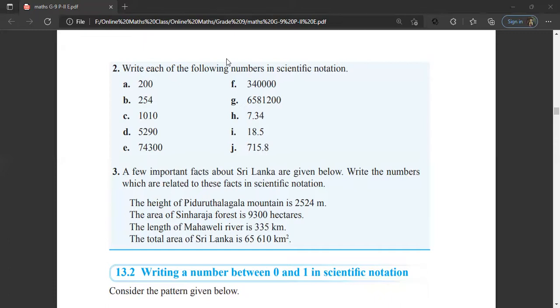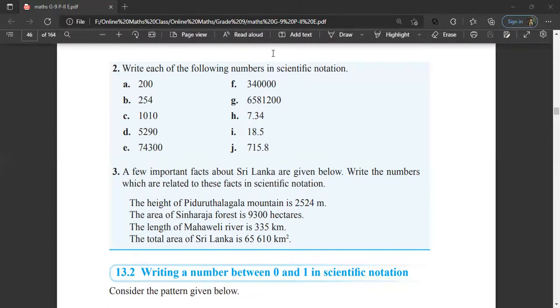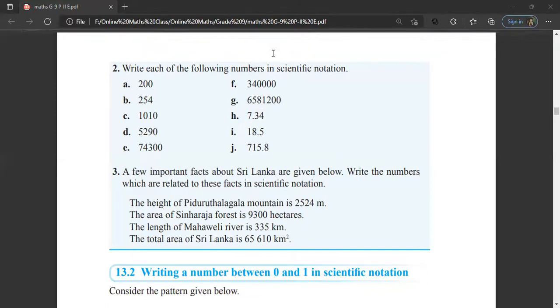G, 6.5812 into 10 to the power 6. Very good. Why? There are 6 places, no? 1, 2, 3, 4, 5, 6, no? All right, that's right. Next one.